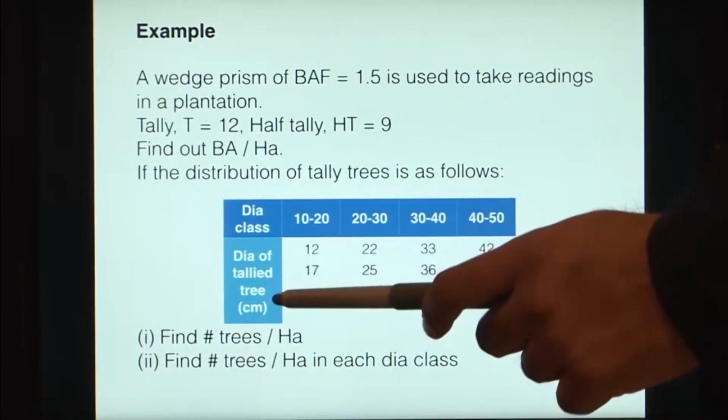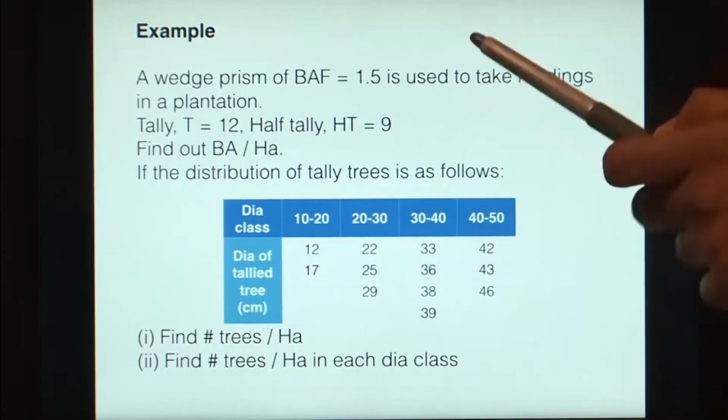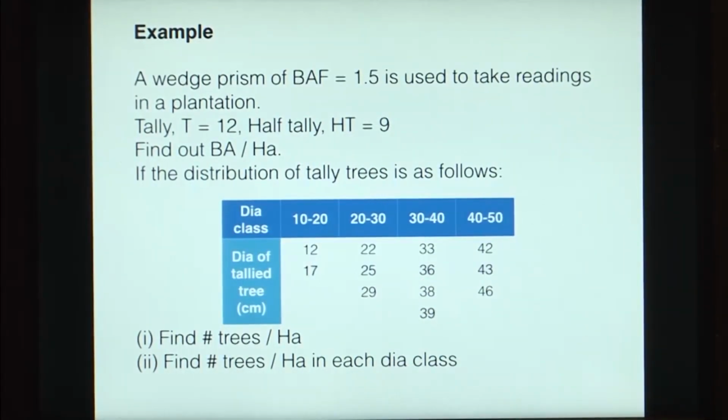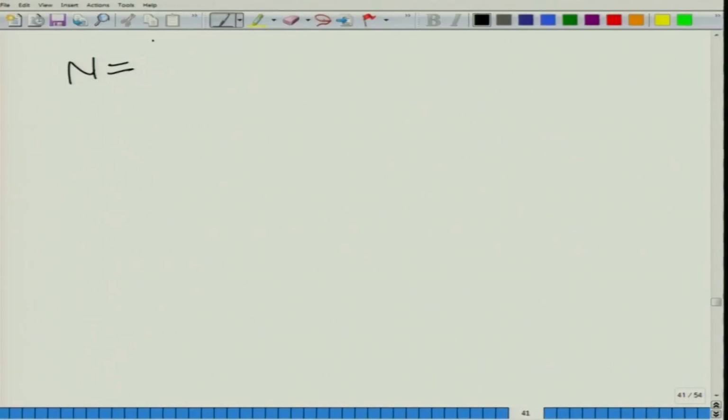Now, we need to calculate the number of trees per hectare and the number of trees per hectare in each of the diameter classes. So, how do we do that? Let us now look at the value of n. Coming to the tablet, n, the total number of trees per hectare, is given by the basal area factor multiplied by the sum of 1 over the basal area of all the trees.